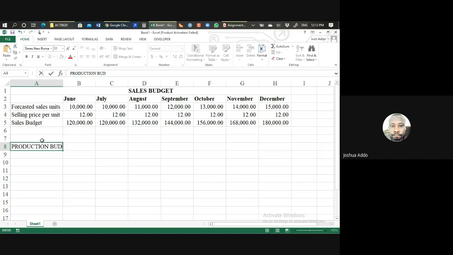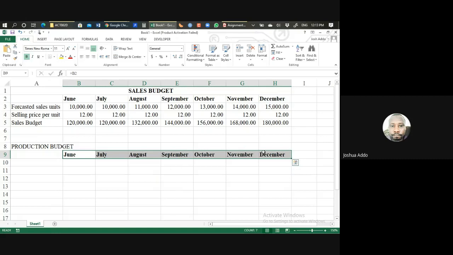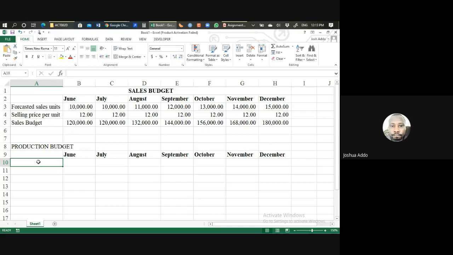Production budget, we can repeat the months, okay, so that each budget will have its right headings. So I'll do this is equal to this. I just want to pick the month from there, and I can drag here. Yes. I want it to be bolder. So the input for the production budget, first of all, is from the sales budget. So I'll do forecasted sales units. So I can do this is equal to this. And the forecasted sales units, when I drag, it will bring all of them here.